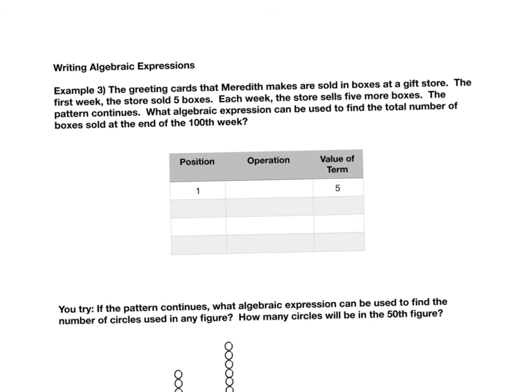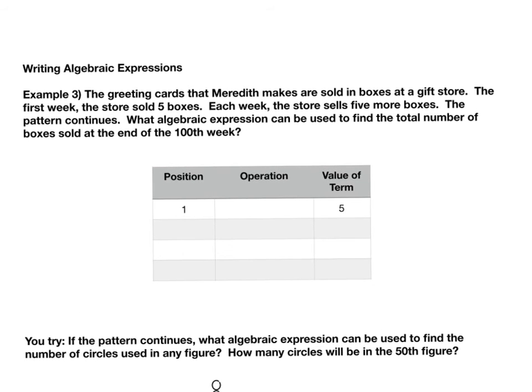Here's where things get a little bit trickier. So, we're going to look at how we can use sequences to write an algebraic expression. So, example the 3rd. The greeting cards that Meredith makes are sold in boxes at a gift store. The first week, the store sold 5 boxes. Each week, the store sells 5 more boxes. Key fact there. The pattern continues. So this is an arithmetic sequence. Each week sells 5 more boxes, so you can see it's adding 5.